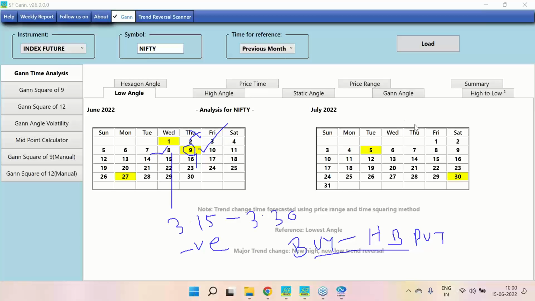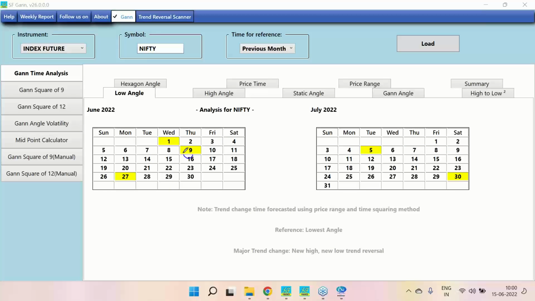If the trend reversal is giving you some action, then on the 9th itself you have to book the profit. So the 9th, the trend reversal day, is the profit booking day for you. On the 8th, you have to take a call. Then the 9th, the day of trend reversal, is the profit booking day for you. On the day of trend reversal, you are not going to enter the trade.